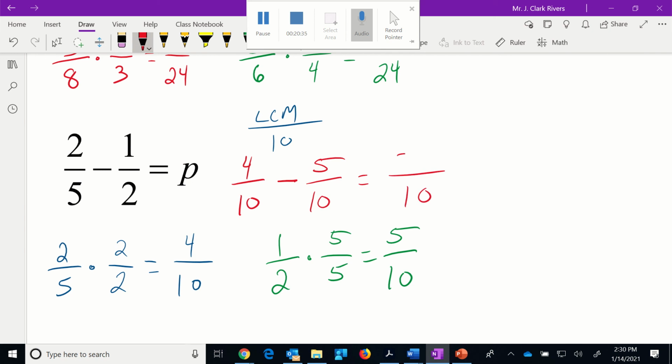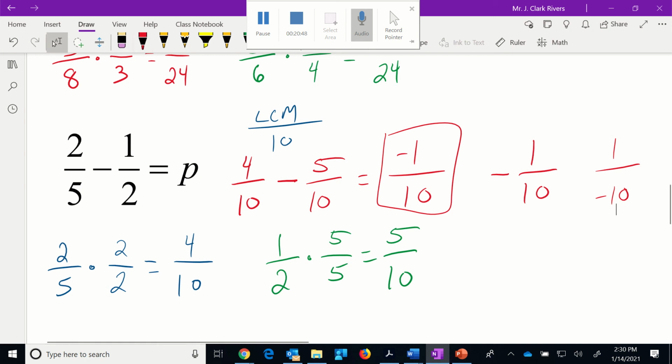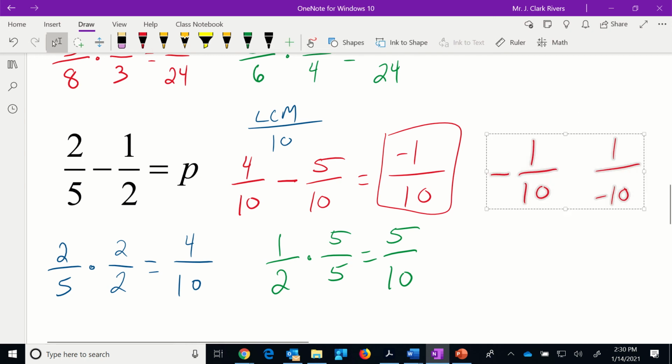4 minus 5 gives us -1. So with a fraction like this, you can put the negative in the numerator. You can put the negative out front. You could put the negative in the denominator. All of these are the same thing. You'll typically see me put it in the numerator or out front, either way.